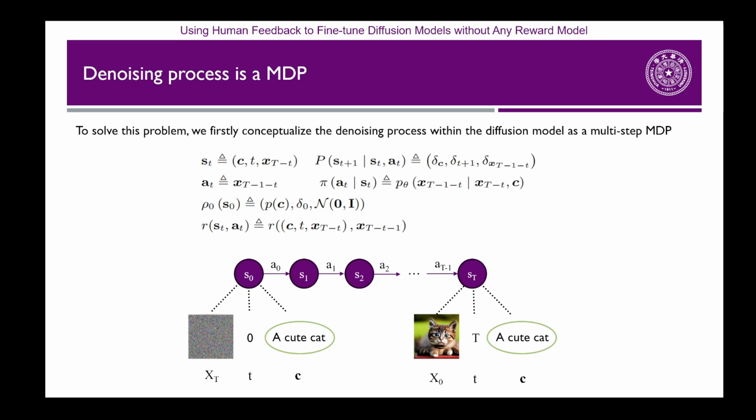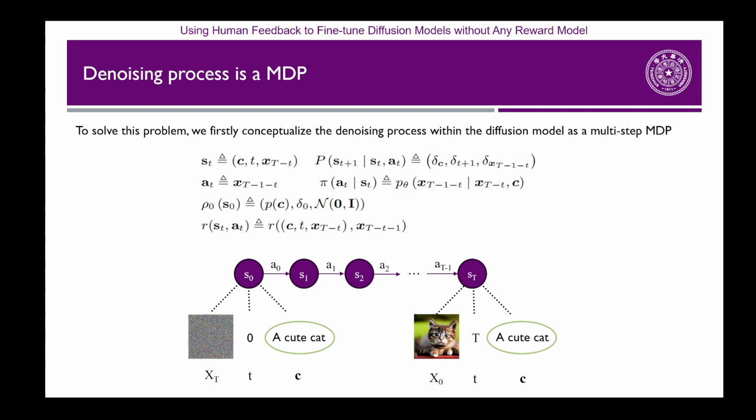To address this problem, we start by conceptualizing the denoising process within the diffusion model as a multi-step Markov decision process, MDP. We treat the noisy image, text, and the current denoising time t as states in reinforcement learning. The denoised image generated is regarded as actions. Other definitions are provided as follows.